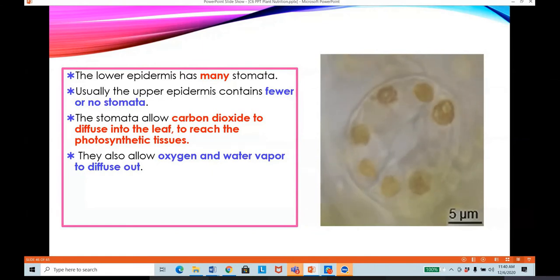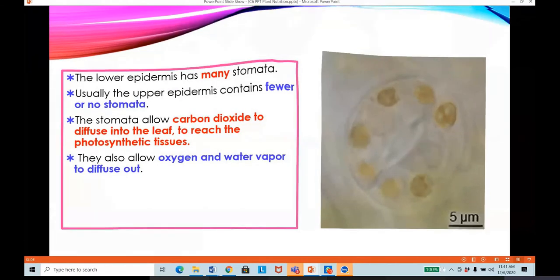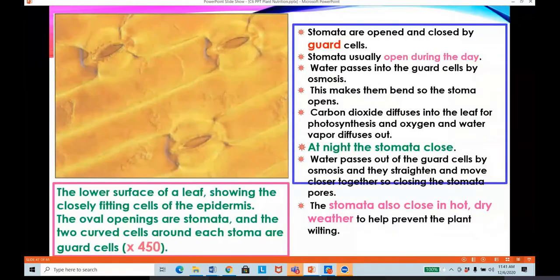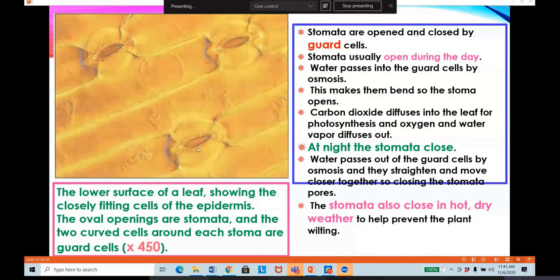And what do the stomata allow? What is the function of the stomata? They allow carbon dioxide to diffuse into the leaves to reach the photosynthetic tissues. Excellent. And? They also allow oxygen and water vapor to diffuse out. Perfect. Excellent, sweetie. Thank you so much. Now, this is how the stomata look on the surface of the epidermis, right?